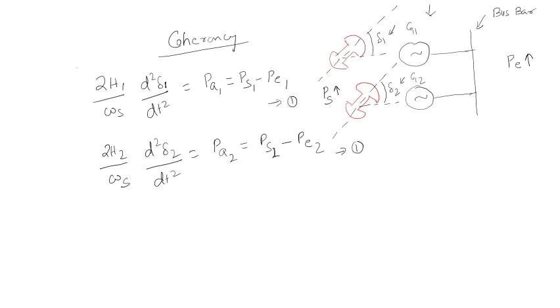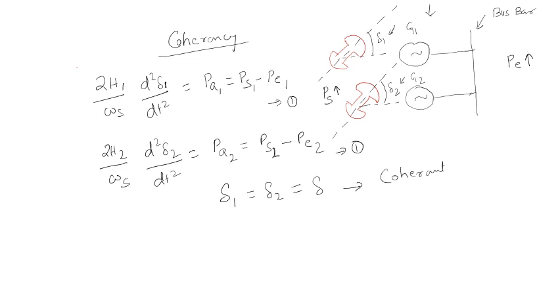Now I am assuming that these two machines are swinging together. That means I am assuming that delta 1 is equal to delta 2 is equal to delta. So this is my coherent case. These two machines are coherent, that is, they are swinging together.